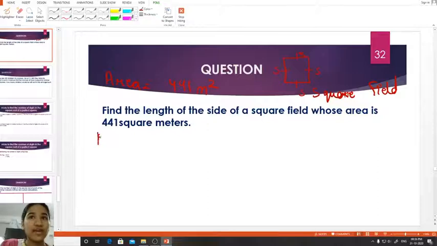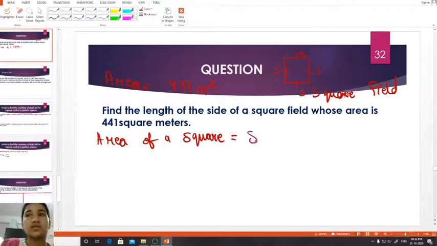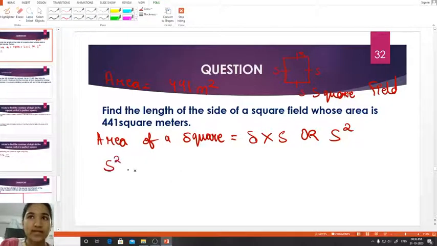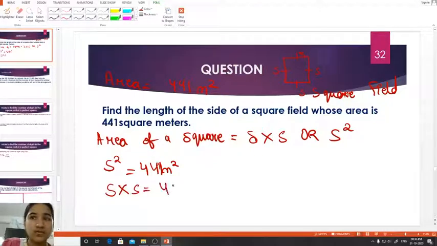What's the formula to find the area of a square? Area of a square is equal to side into side, or we can even say side square, right? That means we already know that side square is equal to 441 meter square. That implies side into side is equal to 441 meter square.